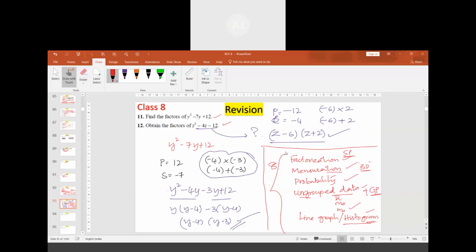Linear graph, properties. Linear equation, you have learned in one variable. Now in class 9th, there are linear equations in two variables. Combination of coordinate geometry also. Topics of coordinate geometry also repeat.